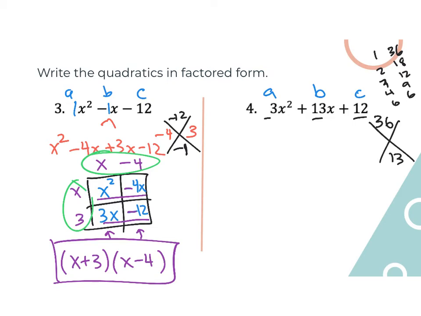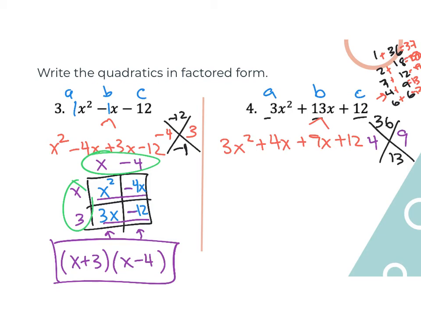Now, which one of them is going to add to give me 13? This gives me 37. This gives me 19. Sorry, that gives me 20. This one gives me 19. Here's my 13. This one gives me 12, so that's not it. So it's got to be this one right here, 4 and 9. So 4 and 9 are my 2 options. I'm going to split that 13 apart into 4x and 9x. That gives me 3x squared plus 4x plus 9x plus 12.